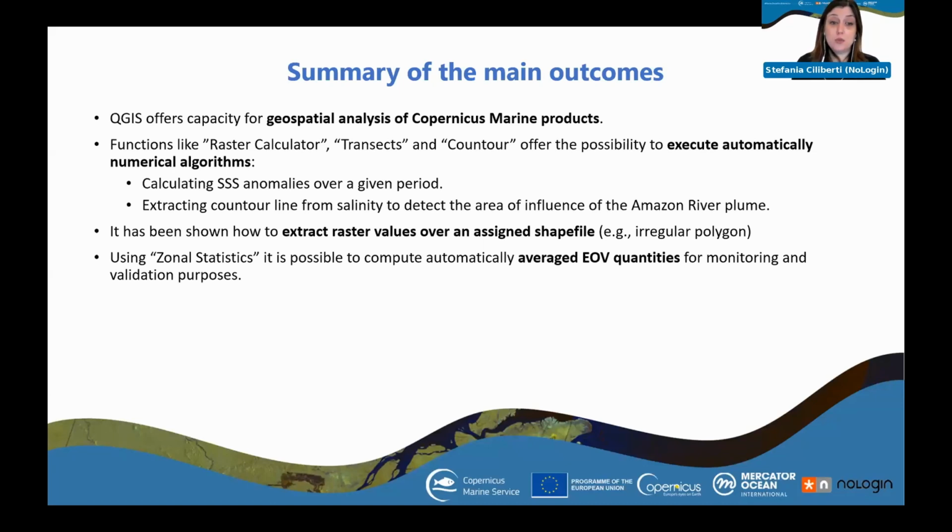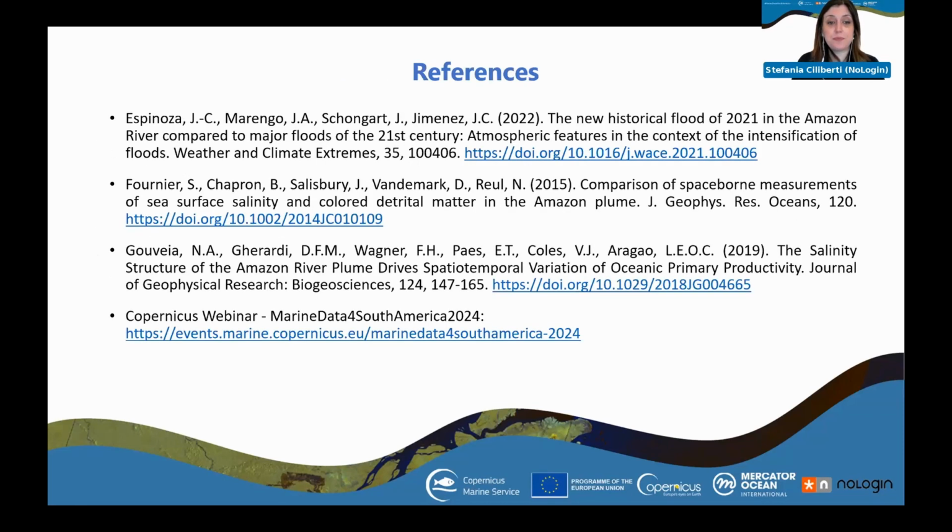On the other side, you can also evaluate with QGIS the possibility to extract raster values over an assigned shapefile with irregular geometry, like the irregular polygon that I was showing you in the region of the delta. And with the zonal statistics, you can compute very easily some average quantities and export these kinds of values also in other formats to be then ingested, for instance, in Python codes or in your operational chain.